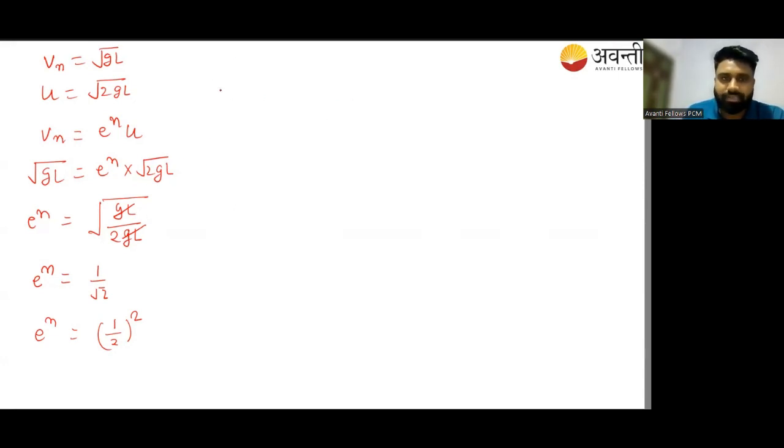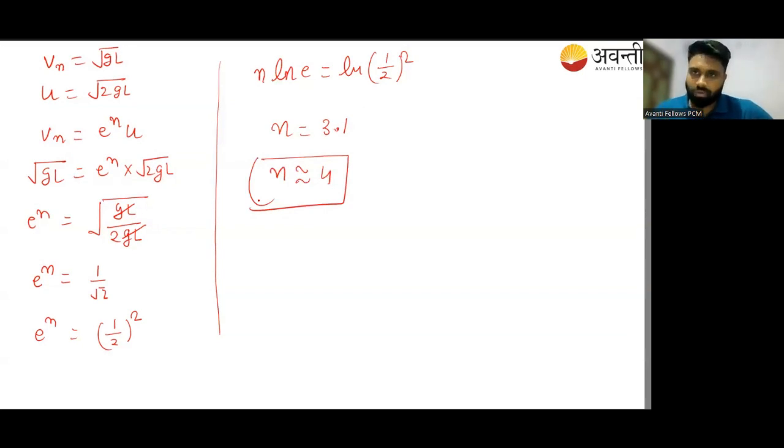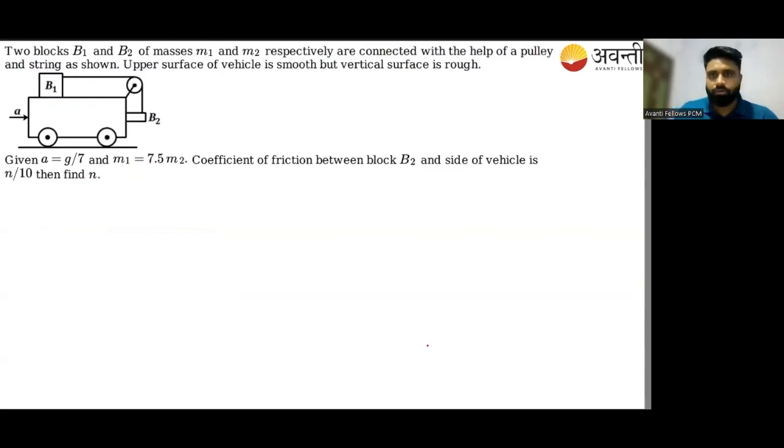ln we are taking, ln is the base e. So it is n ln e is equal to ln (1/2) raised to the power 2. From here, n is approximately 3.1 something. So we'll take n approximately as 4. So the number of total collisions will be 4. Okay, that is this question. Now move on to the next question.